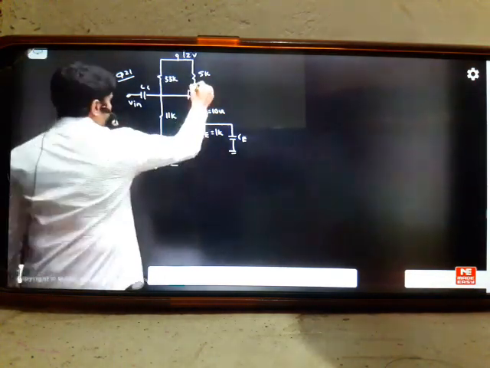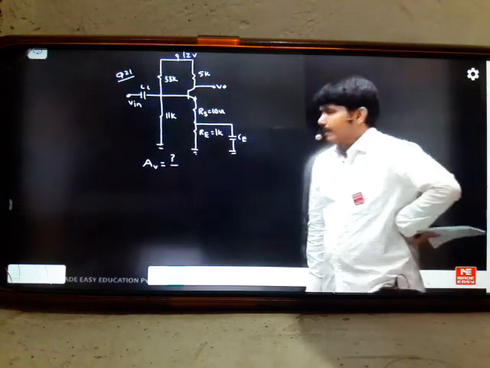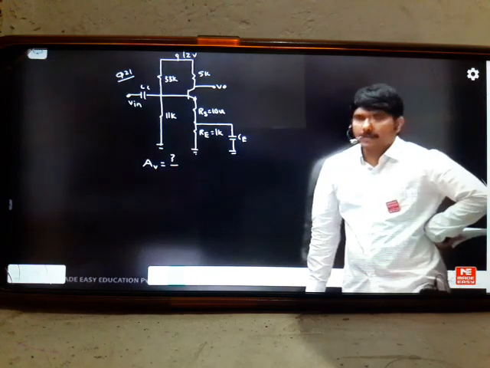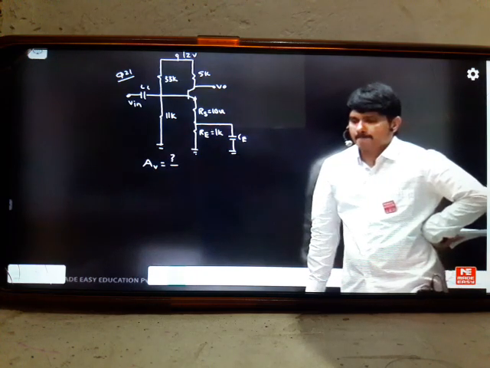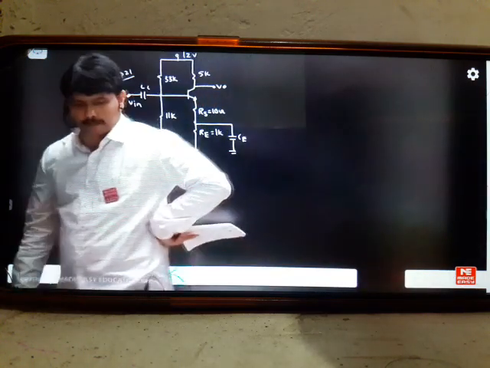So first tell me, seeing this circuit, can you tell if it's a bypass amplifier or unbypass? Carefully see this diagram. It's looking like a bypass or unbypass? Give me your answers. For question number 21, I'm asking you, is it bypass or unbypass? Come on, answer the question.